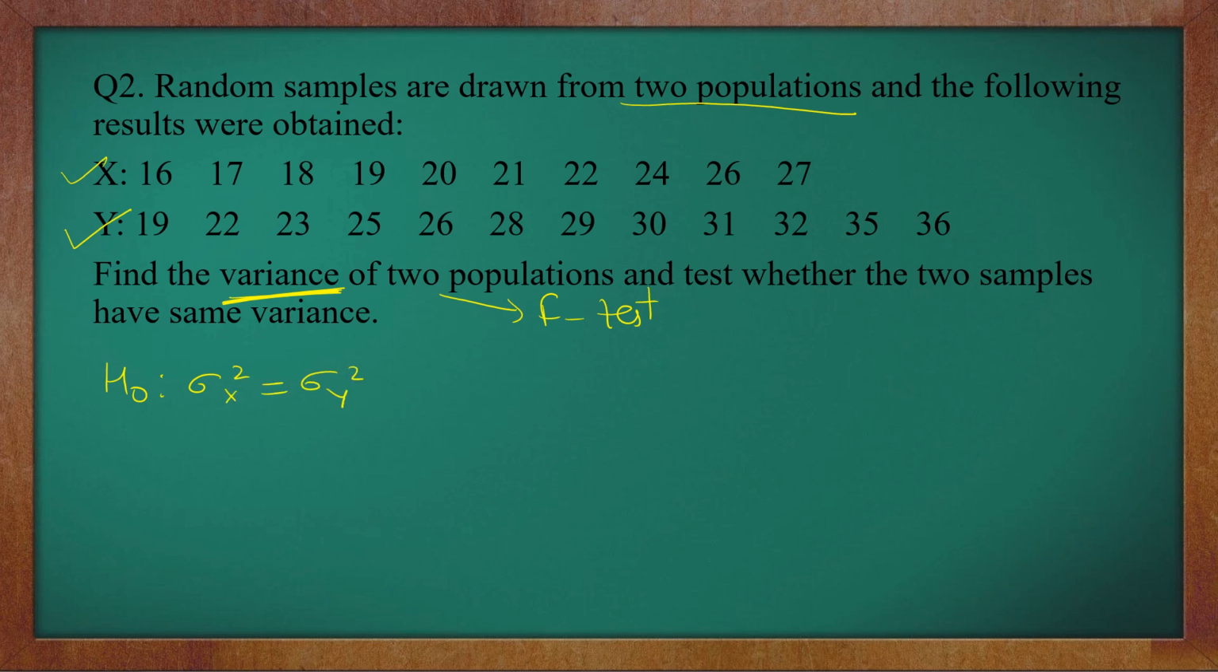I'm taking x and y because x and y are given to me. And H1 is sigma x squared is not equal to sigma y squared. So let's start to solve this question. X is given to me. So this x: 16, 17, 18, 19, 20, 21, 22, 24. Solve this question with me, students, please.